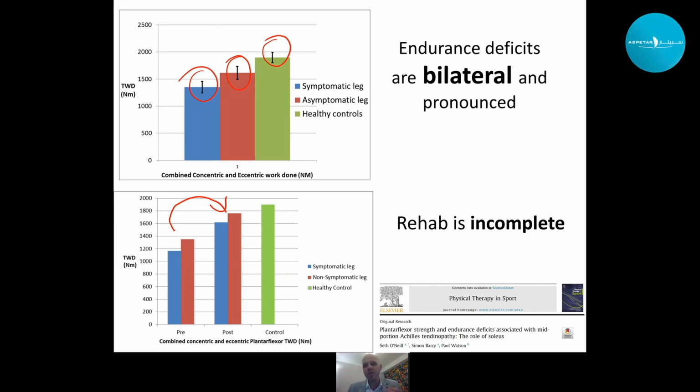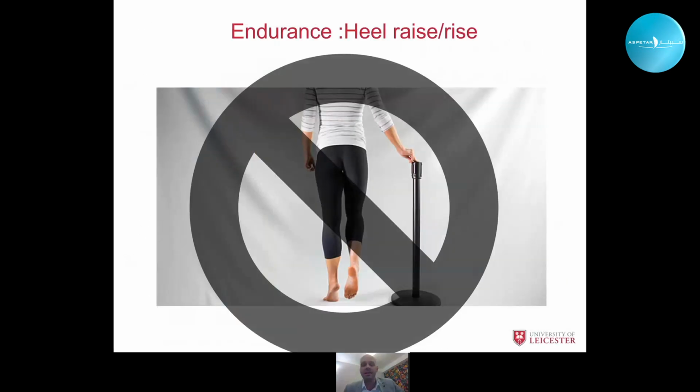Okay. And what this tells us is after 12 weeks of rehab for these individuals, the rehab needs to be a bit better. We need to do more. We're not rehabilitating the neuromuscular deficits that we can observe. And this is probably why people go on time and time again to get relapses in their tendon complaints.